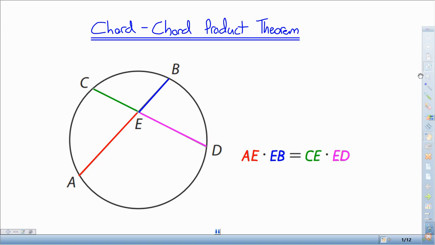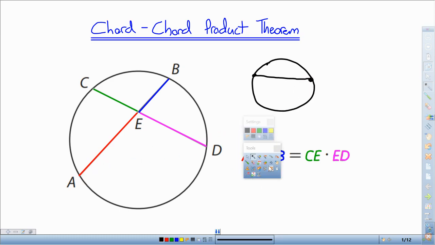Okay, so basically, here's the idea of the chord-chord theorem. Maybe the first thing to remind you of is what is a chord? When we have a circle, a chord is just a segment that goes from one edge to the other. On this, one of my chords is this one right here. The idea with the chord-chord theorem is that if we multiply together the two parts of this chord, it's going to equal multiplying the two parts of this chord.